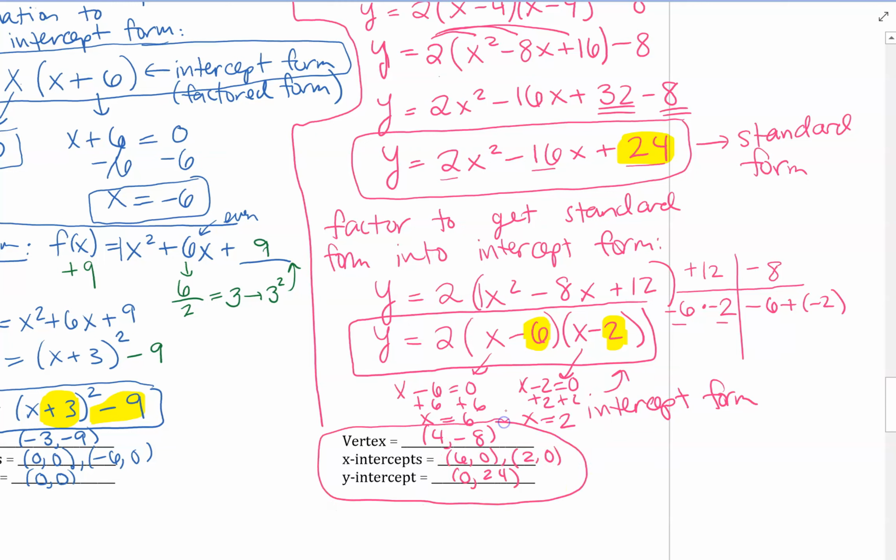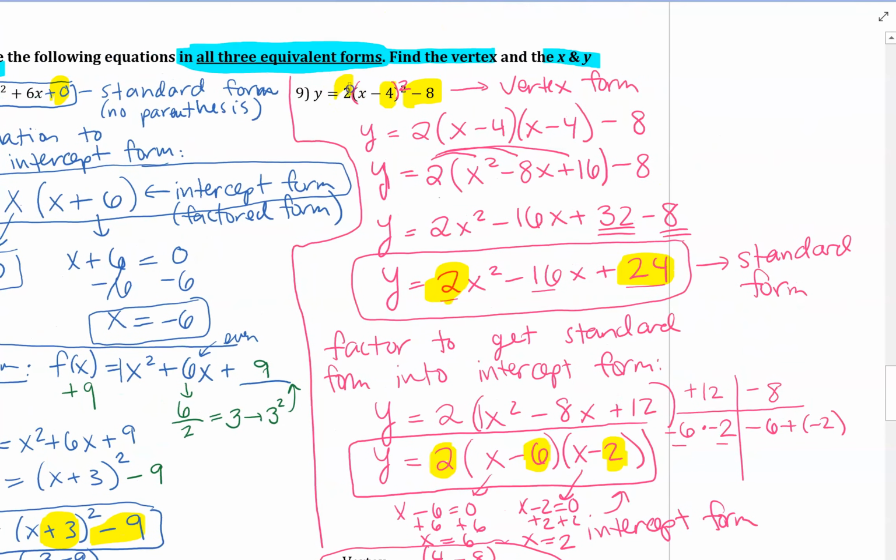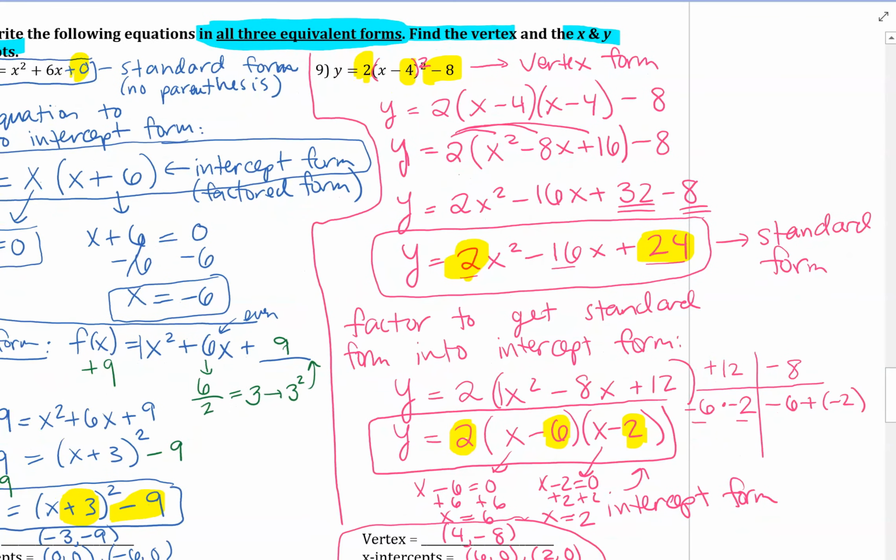And then just one little thing I wanted to point out is notice how the a value is the same for all of these. Intercept form had an a value of 2, standard form had an a value of 2, and vertex form had an a value of 2. So that's a connection between all three.